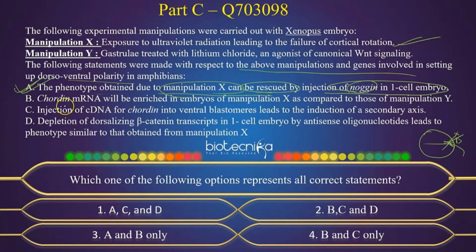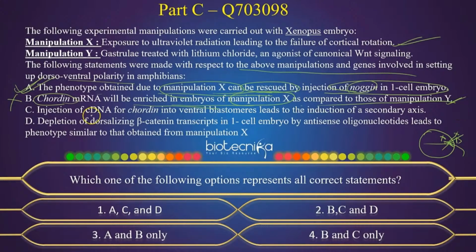Chordin mRNA, chordin is also a dorsalizing agent, will be enriched in embryos of manipulation X as compared with manipulation Y. This is not correct because, as I said, if cortical rotation is not there, you will not have the organizer, and if the organizer is not there, noggin, chordin, anything will not be released from there. And if it is not released, then you cannot get dorsalization. So how can it be the same as Y?